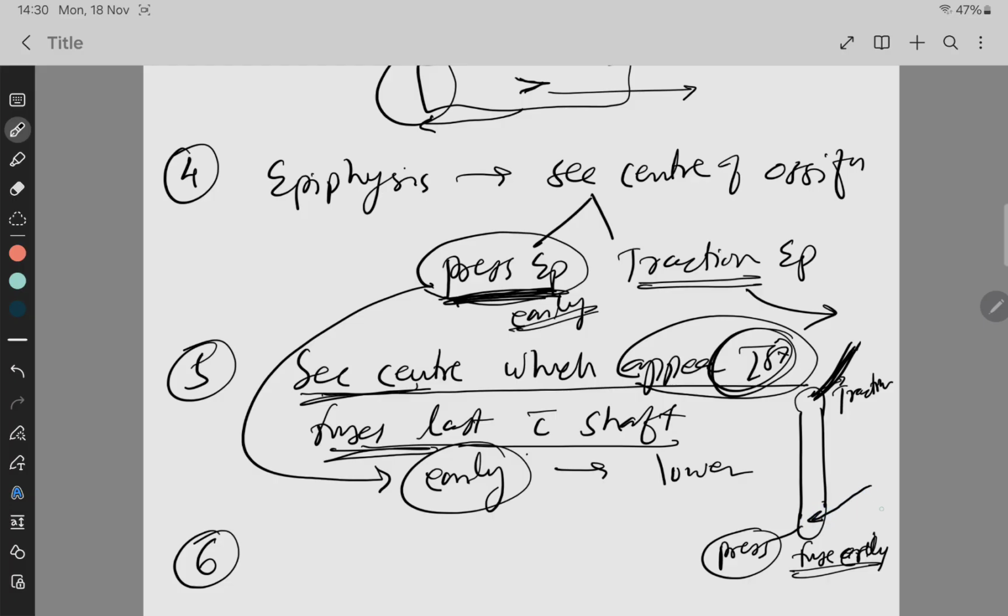But here it appears first and it fuses first, and this appears later and it fuses later. So at the lower end of the fibula, the secondary center of the upper end fuses later, but the secondary center of the lower end which appeared first fuses first. What is the reason? Because the lower end is an example of pressure epiphysis and the upper end is an example of traction. Traction fuses later, so obviously the lower end which appeared first also fuses first, because it is an example of pressure epiphysis.